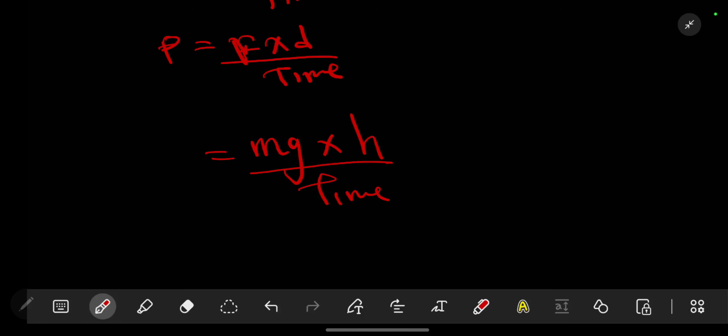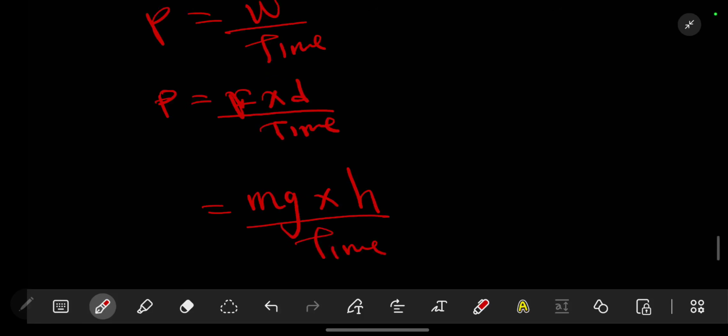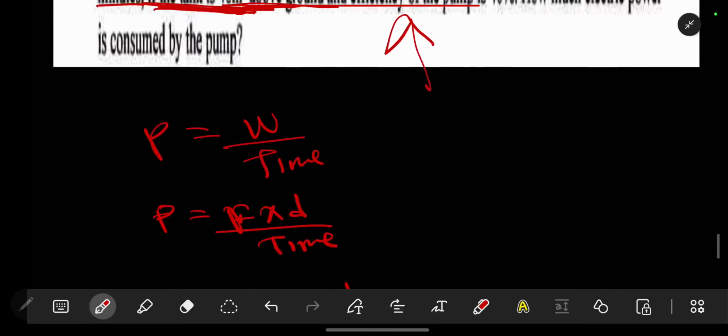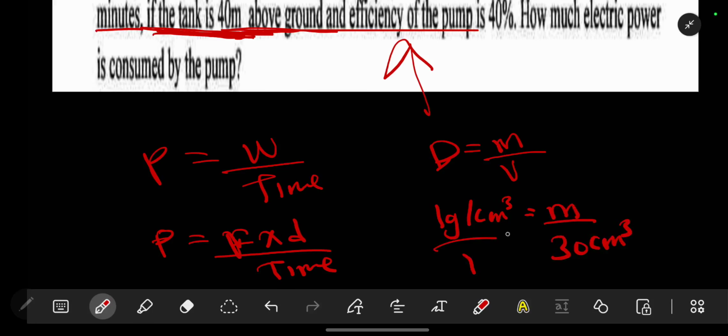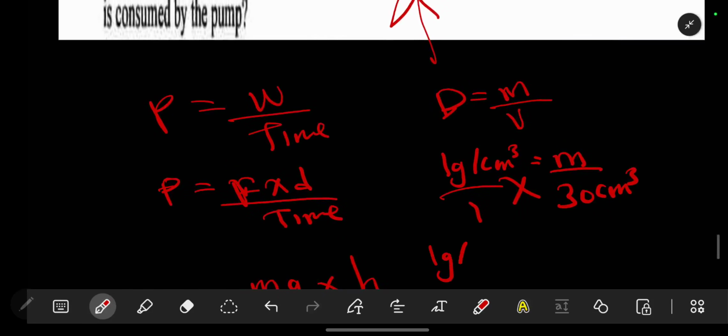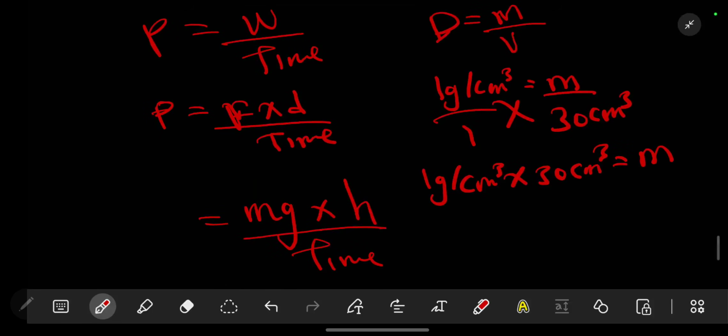Now, do we know the mass? No, but we know the volume. If this is water, the density is 1. So we have the density is equal to mass over volume, never forgetting. The density of water is 1 gram per cubic centimeter, which should be equal to the unknown mass over the volume, which is 30 cubic centimeters. We cross multiply. This gives us 1 gram per cubic centimeter times 30 cubic centimeters should be equal to the mass. So we have 1 by 30, which gives us 30 grams as the mass.